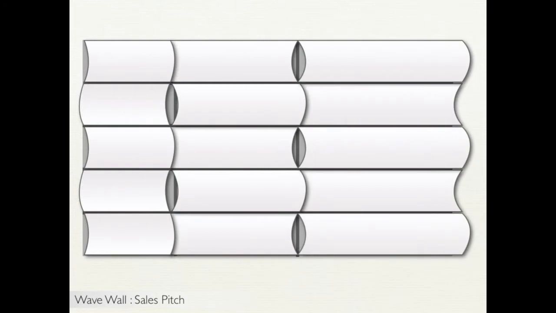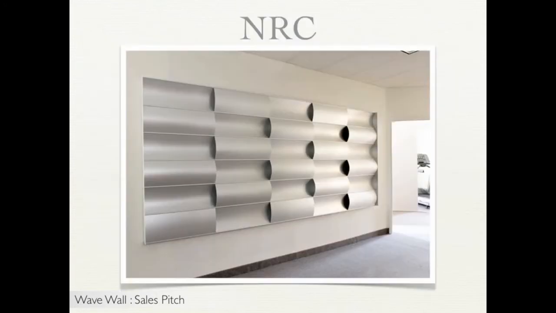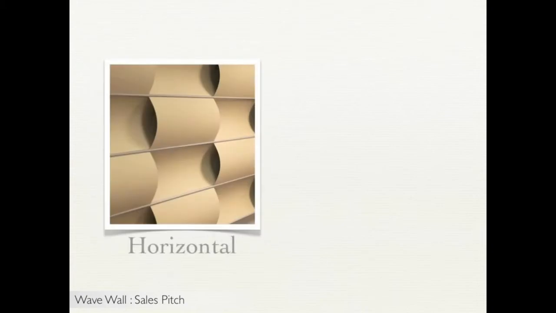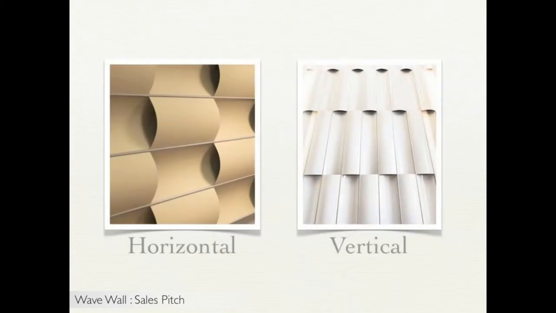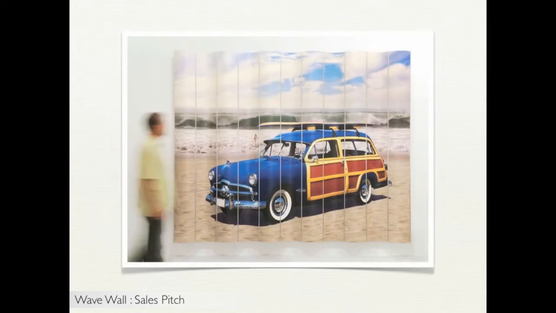Though we don't have a tested NRC for Wave Wall like we do with Woven Wall, the curved nature of Wave Wall provides a diffusive element to the space which will help channel sound to absorptive materials like ceiling tiles or carpet. As a standard, the tiles run horizontally, but you can rotate the solution and have the panels run vertically, and you can also utilize custom imagery with the Wave Wall system.